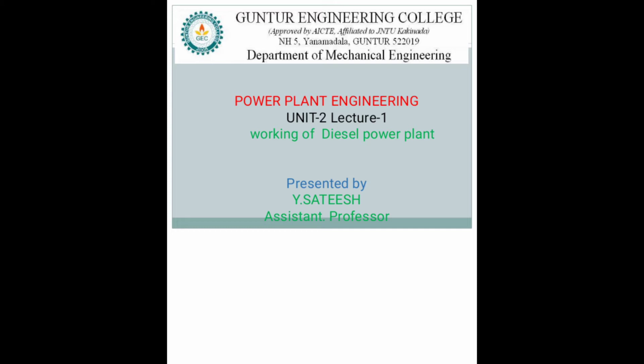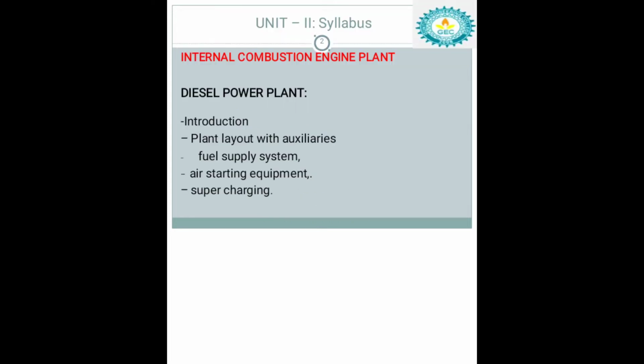Today I will explain about diesel power plant. This is the second unit in power plant engineering, and lecture 1 I will start. In second unit, in diesel power plant, mainly first one is introduction and plant layout with auxiliaries. Next topic, fuel supply system, air starting equipment and supercharging. These are the contents in second unit in diesel power plant.